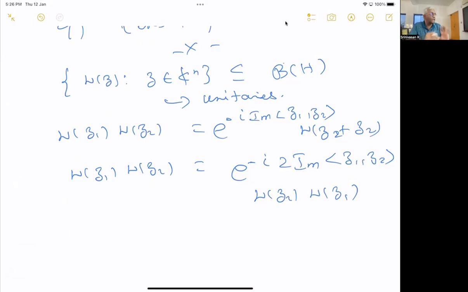So when you have a commuting family, it is just classical probability. If you have one z coming from the real part and another z coming from the imaginary part, then there is a commutation relation. And the one that comes from the real part is usually called the position operator.